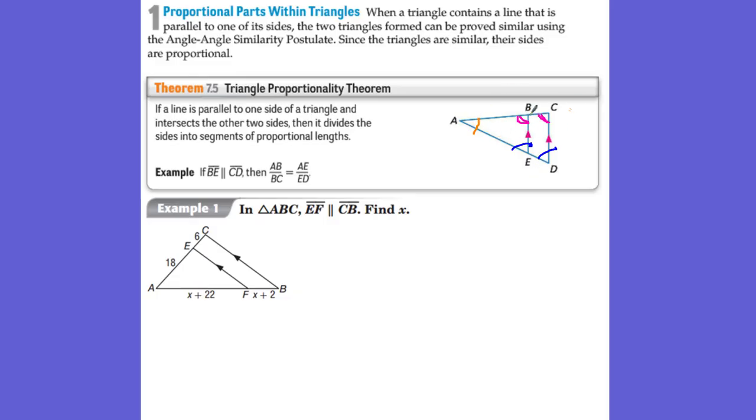Well, we'd have to redraw the big triangle separate from the little triangle, and then we'd have to add AB and BC together to get the whole thing AC. But when these two sides are parallel, and only when those two sides are parallel, then we can say that this segment is dividing these sides of the triangle proportionally.